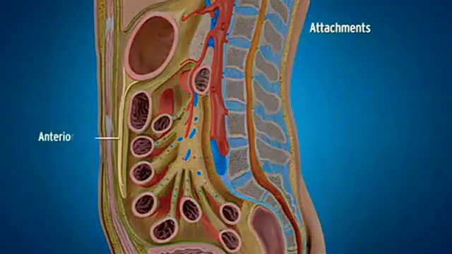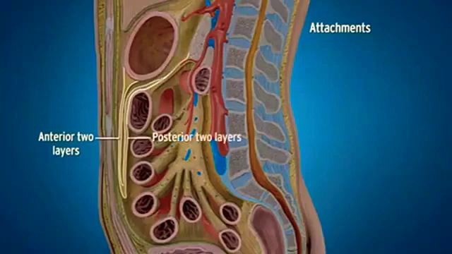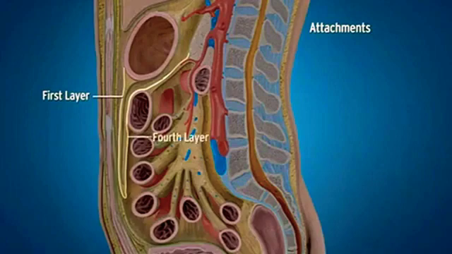Attachments. Anterior 2 layers descend from the greater curvature of stomach. They cover coils of intestine to varying extent and fold upon themselves to form posterior 2 layers. Thus, the first layer forms 4th and second layer forms 3rd layer.